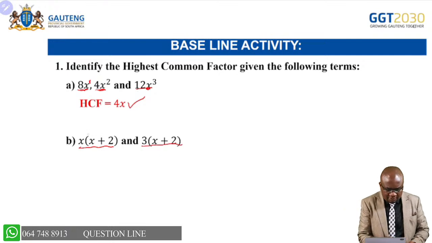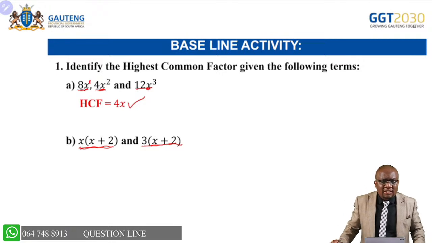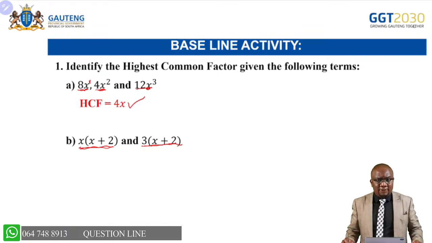This becomes a term. This becomes a term. And then this becomes a term. Do they have anything in common? What is that? The bracket x plus 2 is the highest common factor. Do you see that? So it is very, very important to be able to identify the bracket as a factor, or a common factor. We're going to use that in the next things that we're going to do.